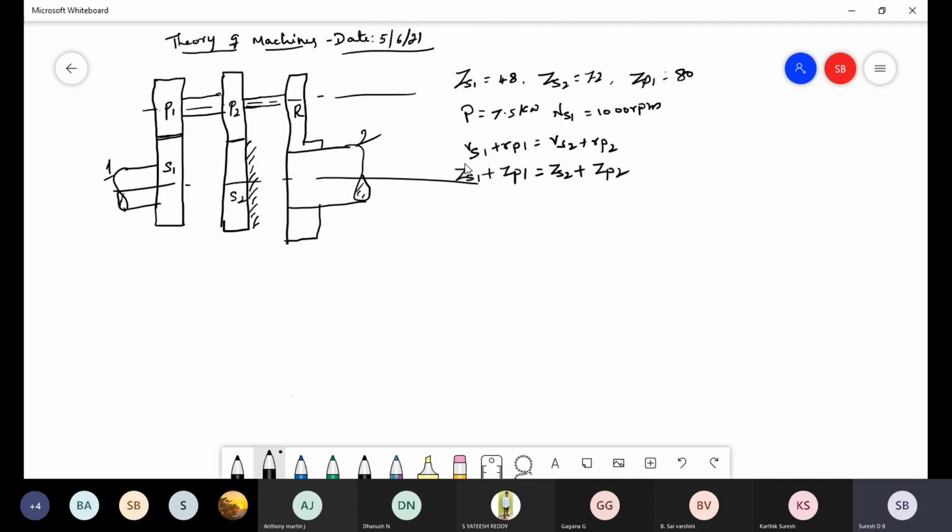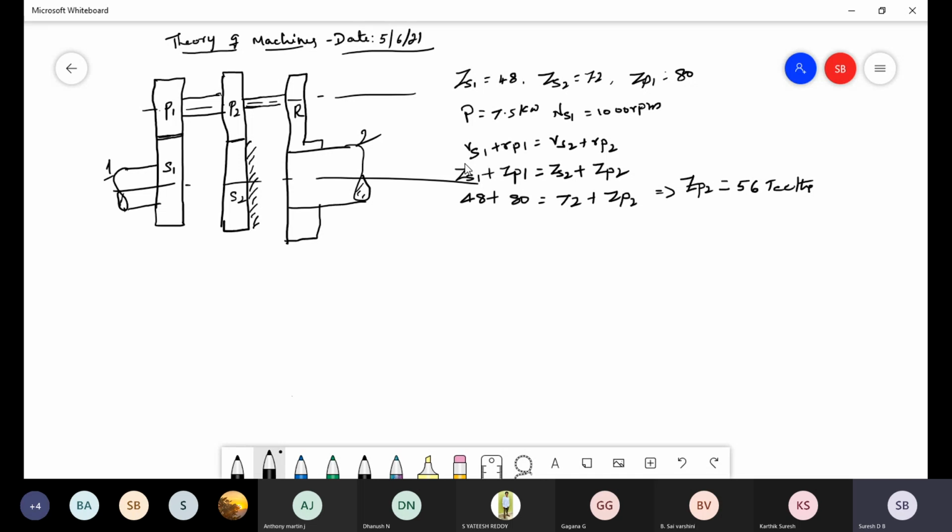Here you know the number of teeth. ZS1 is 48 plus ZP1 value is 80, equal to ZS2 value 72 plus ZP2, which you don't know. You can find out ZP2. What is the value? 56. The number of teeth on planet gear P2 equals 56 teeth.